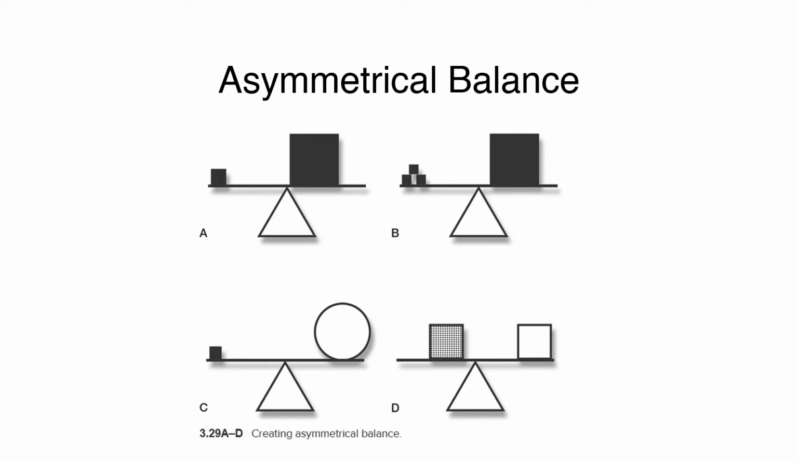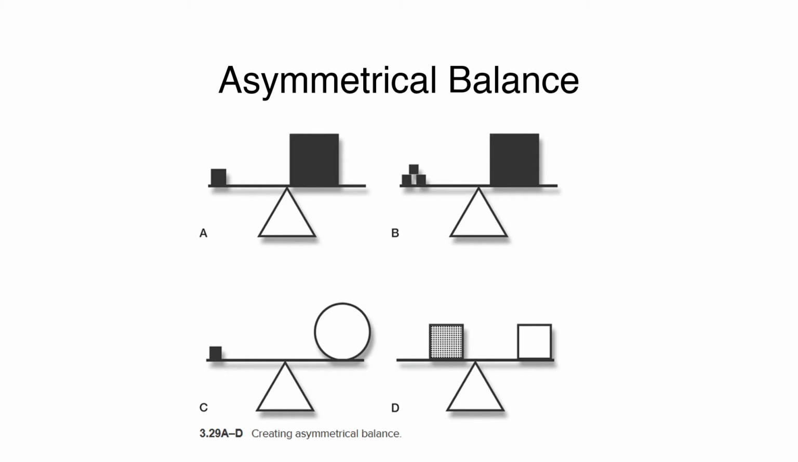So asymmetrical balance creates equilibrium among visual elements that do not mirror each other on either side of an axis. Depending on the degree of asymmetry, the resulting design may be quite stable or very dynamic or nearly chaotic. So we can use many strategies to create an asymmetrical balance. Let's take a look at them one by one.